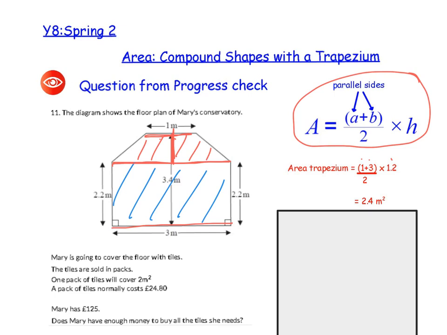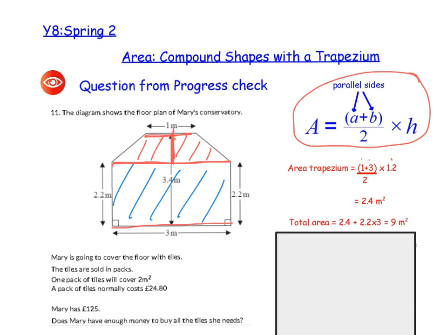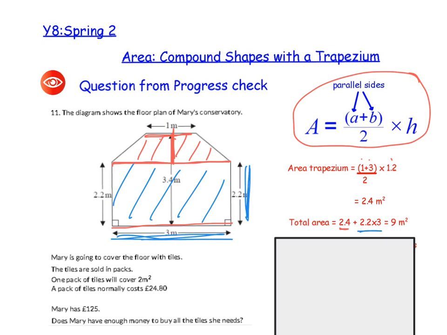But of course we need the total area. So I'm going to now add on the area of the trapezium and the area of the rectangle. Now the rectangle has a width of 2.2 and a length of 3. So the area of that rectangle is 2.2 times 3. So putting it all together, that's 9 meters squared. Now we have our total area.